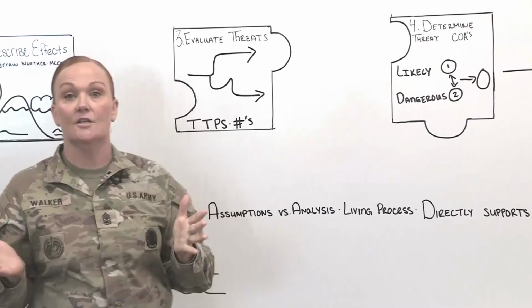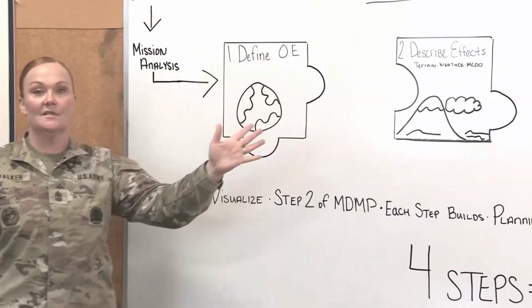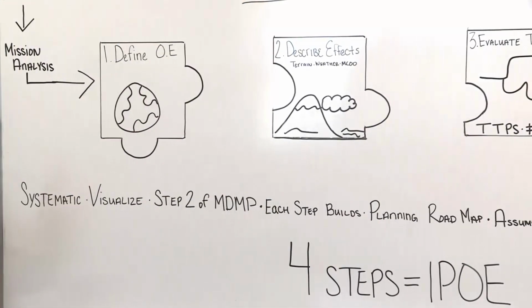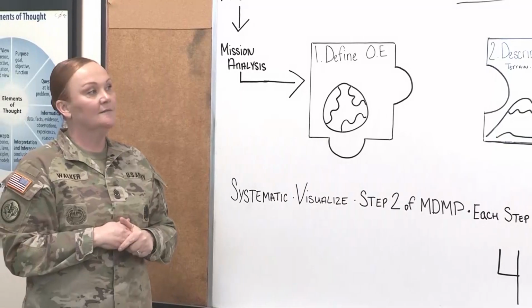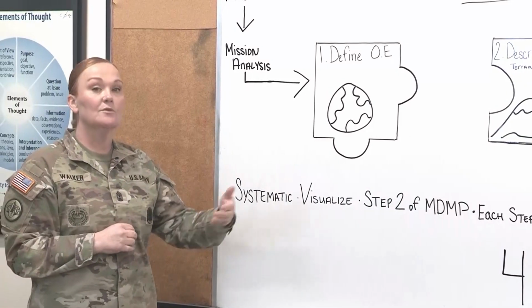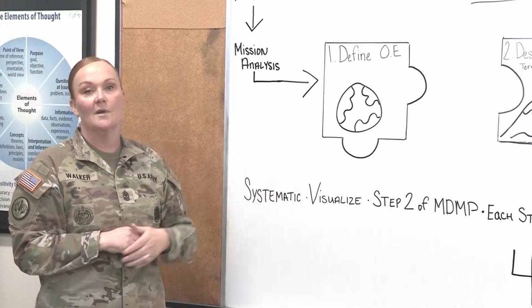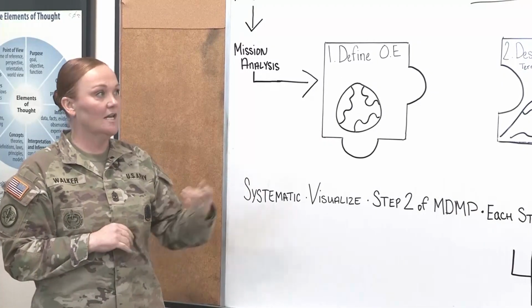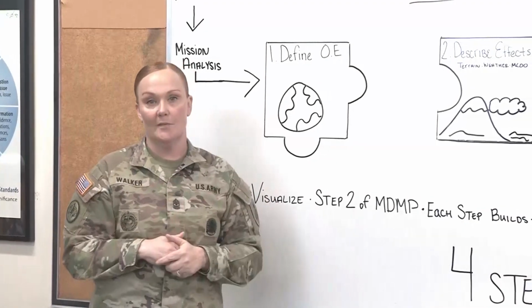Now, IPOE is a continual process. As you can see on the board, it's sequential in steps. But when you put them all together, that's what really is going to help us to visualize the battle space. Sometimes, and most of the times, we're going to come back and update information. We may get some new information about the effects or even the threats of the enemy, and that's going to help us further develop our planning.